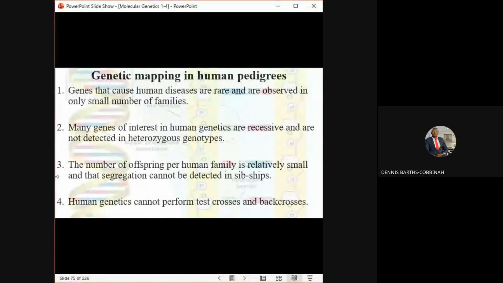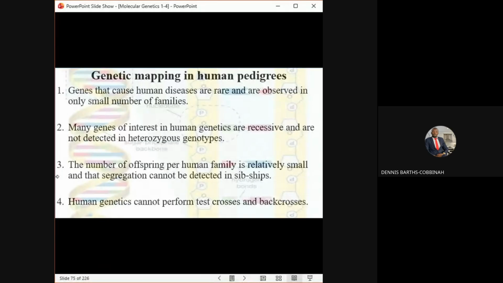Three, the number of offspring per human family is relatively small, so segregation cannot be detected in sets. It may be very small, minimal. The distance may be very minimal. And then four, human genetics cannot perform test crosses and back crosses.